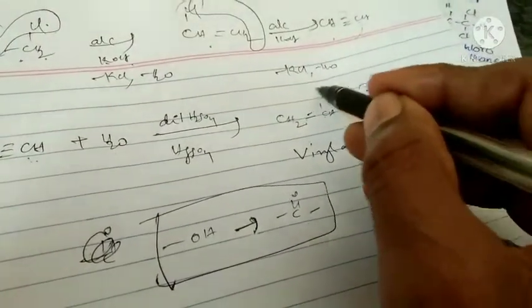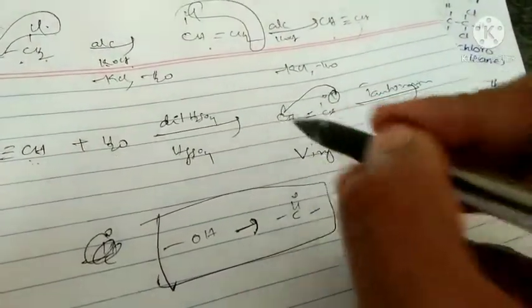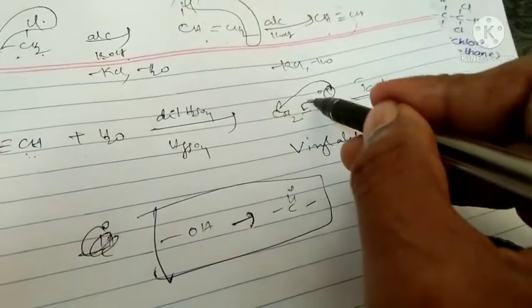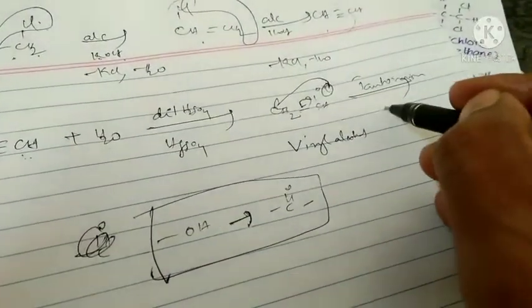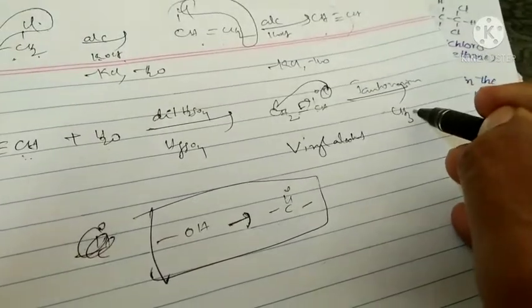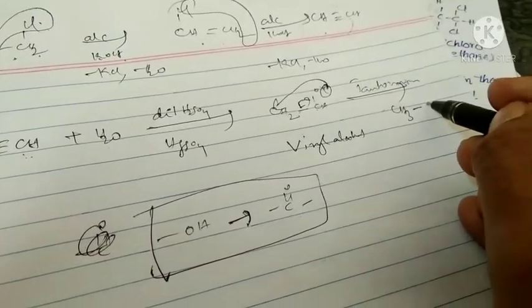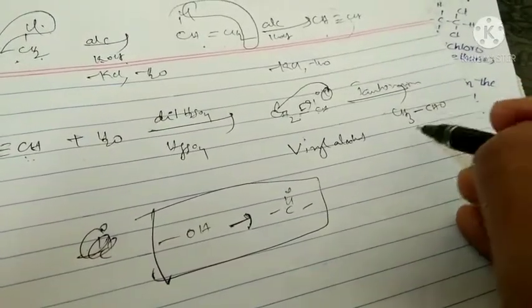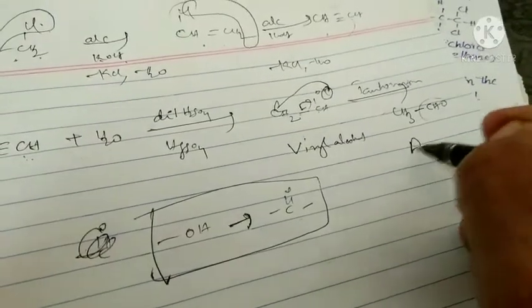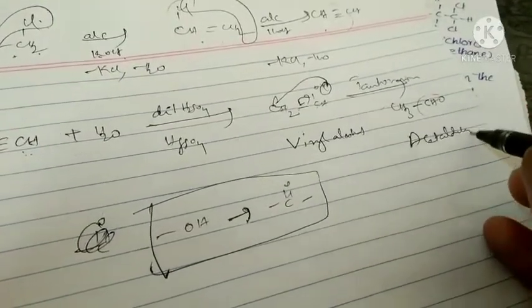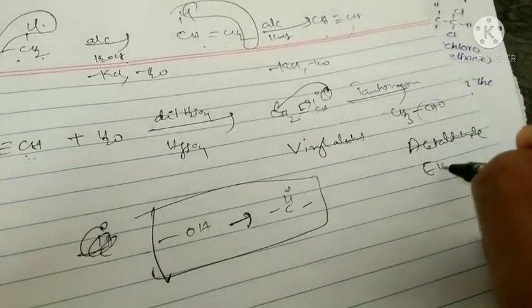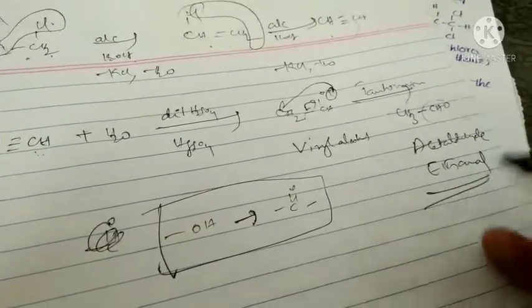So here, what happened? This H directly comes to this carbon, and this double bond directly shifts to here. Then CH2 becomes what, students? CH3. Then the double bond becomes a single bond, CHO. Nothing but what? Aldehyde. So here this is called acetaldehyde. Common name. IUPAC name is what? Ethanal. Ethanal is the IUPAC name.